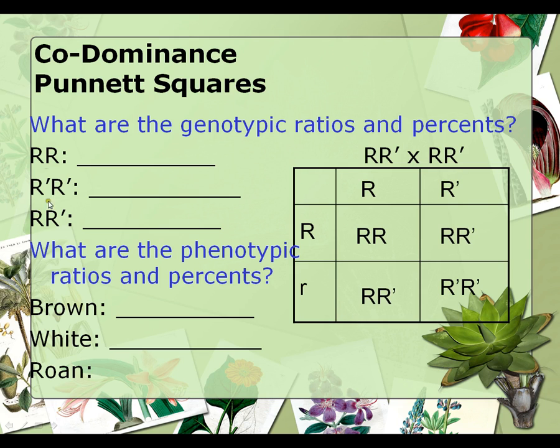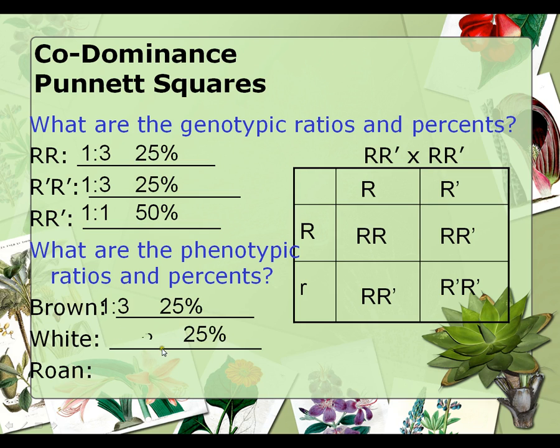Now, let's do our genotypes and phenotypes. And just like in incomplete dominance, the genotypes and the phenotypes are going to have the same ratio. So the brown horse, the two capital R's with no apostrophes, is 1:3. The white horse, with two apostrophes, is also 1:3. And then the mix, the roan horse, that has one of each allele, is 1:1. So we have 1/3 brown, 1/3 white, and a 1:1 ratio of roan.